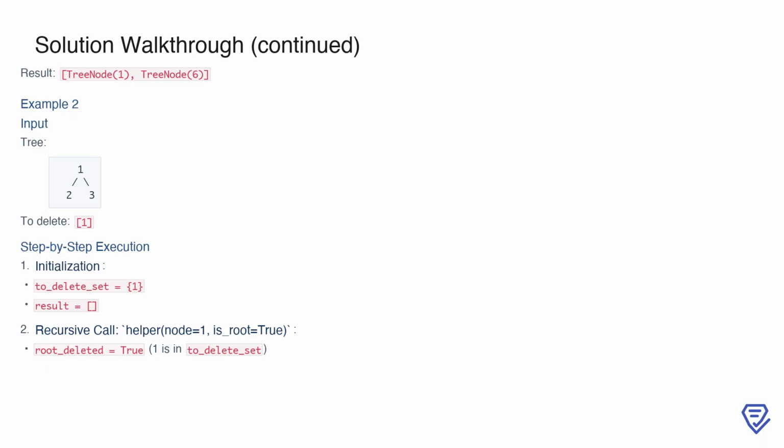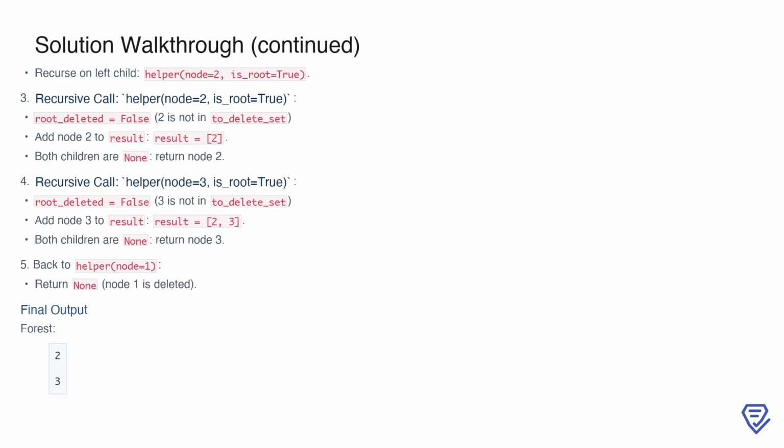The recursive function begins at the root node, node 1, which is also the target for deletion. At node 1, since it is in the to_delete_set, we mark it as deleted and transition to its left child, node 2, treating it as a new root. Node 2 is not in the to_delete_set, so it is added to the result list. Since node 2 has no children, we return it as is.